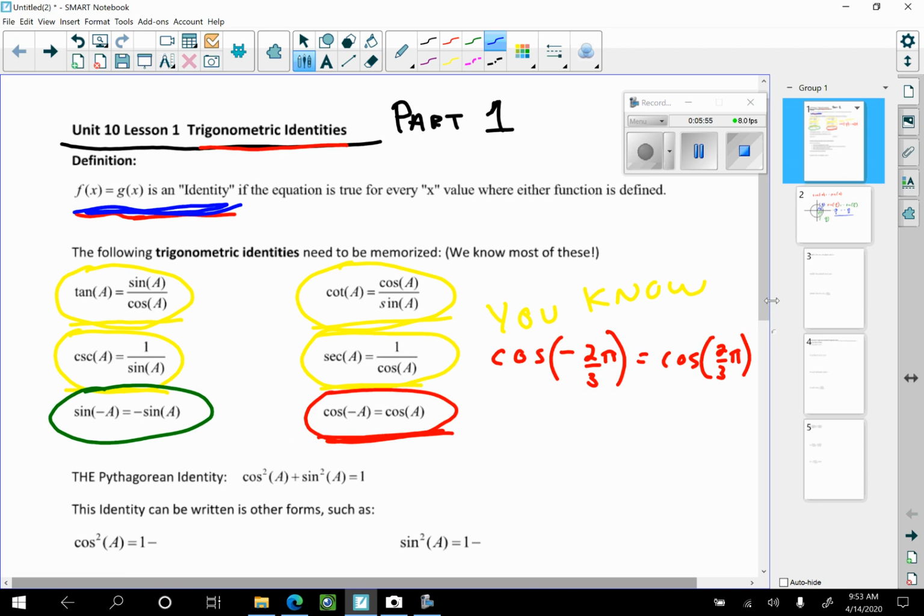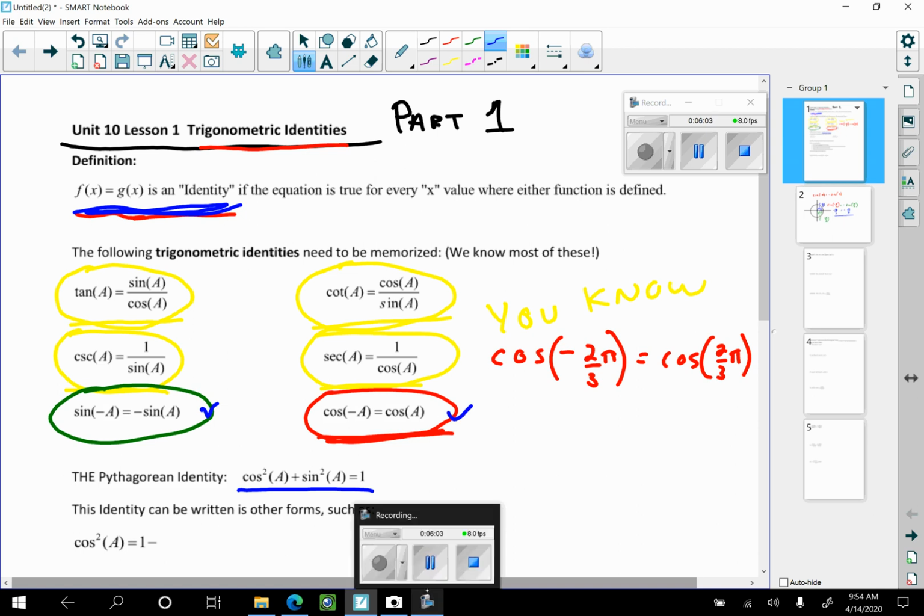The IXL mostly are going to be concerned with this. But then we're going to have a Google document that deals with this identity, and then a couple of the other identities that we're going to talk about down the road here. Okay, so let's talk about this Pythagorean identity here. This is very prevalent in our study of trigonometry.